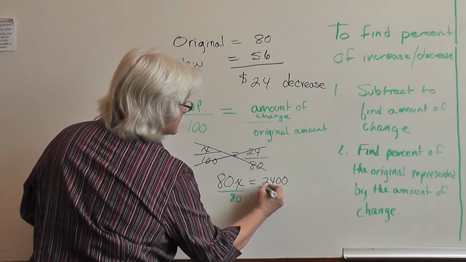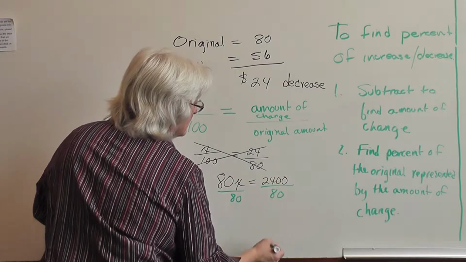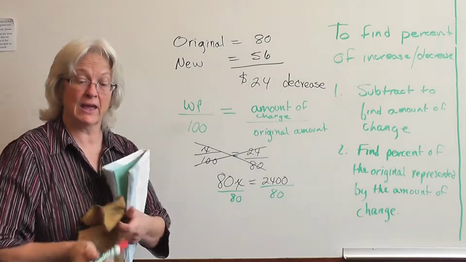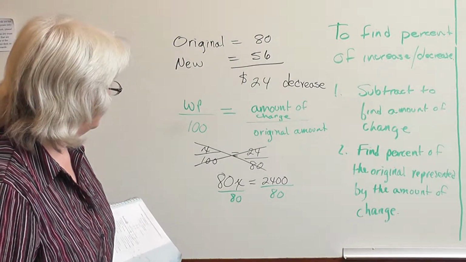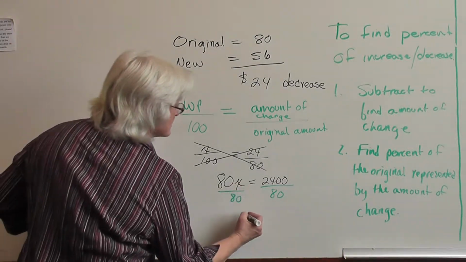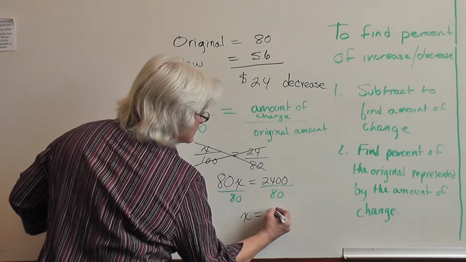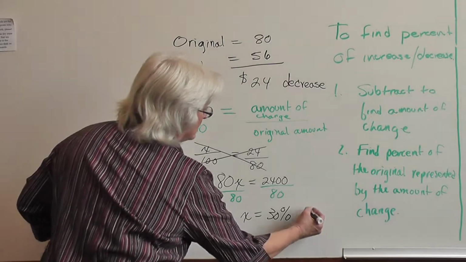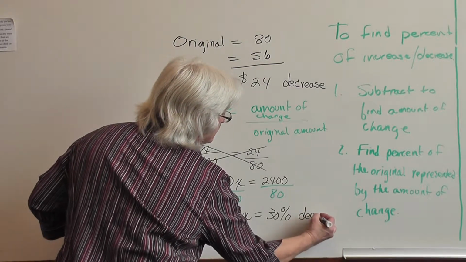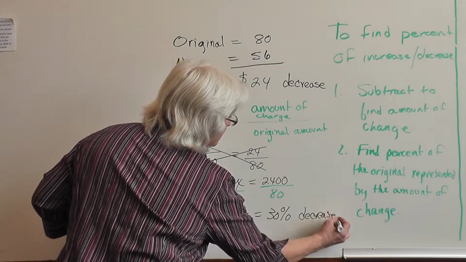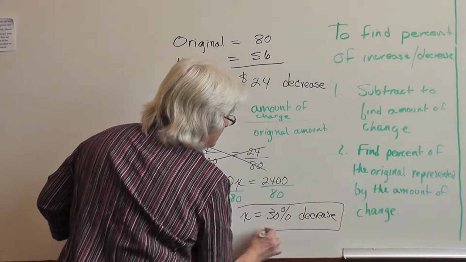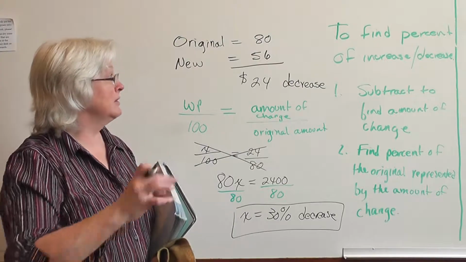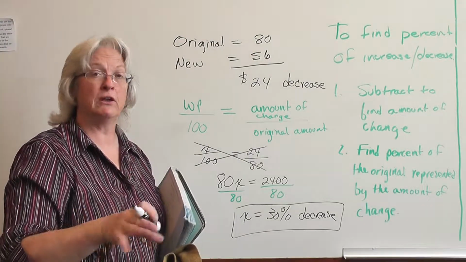Divide both sides of the equation by 80. When you calculate that math, you end up with x is equal to 30% decrease. That's all that's involved in solving percentage of increase or decrease problems.